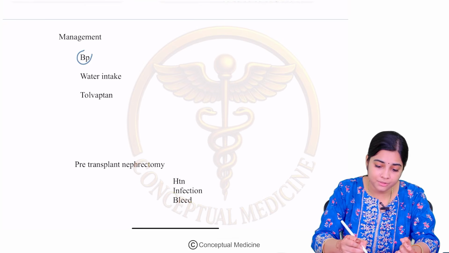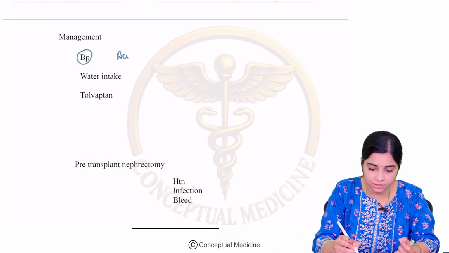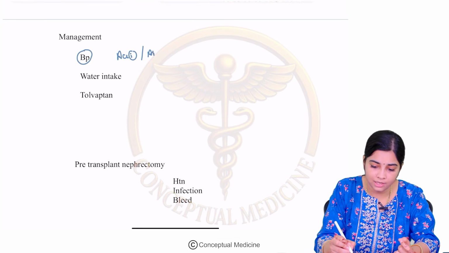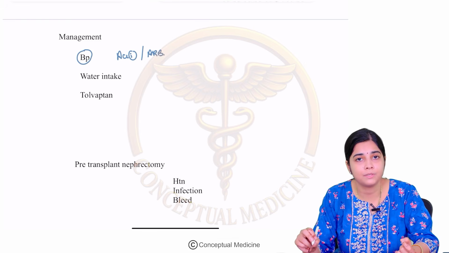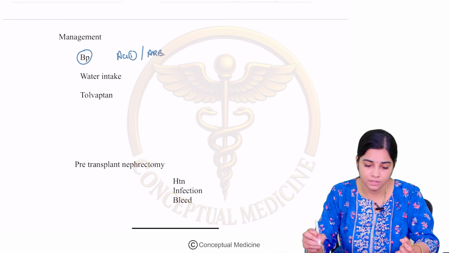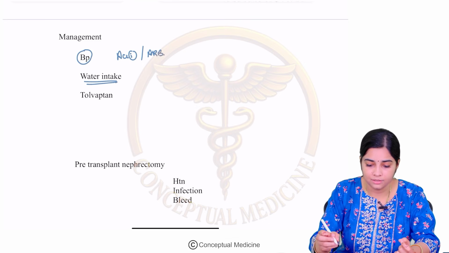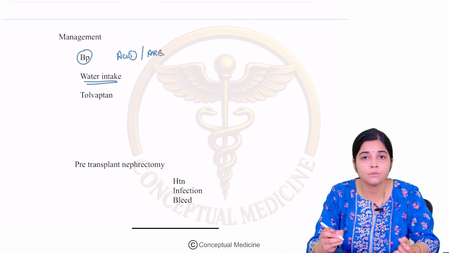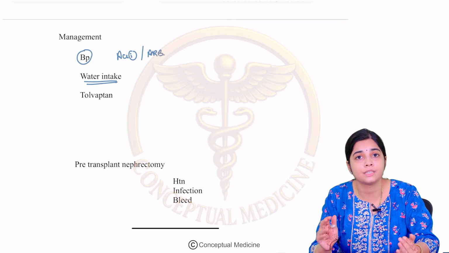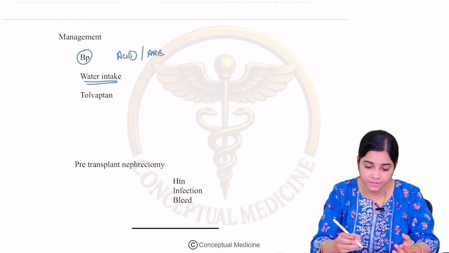So blood pressure management is very, very important. You give them ACE inhibitors or angiotensin receptor blockers. These are also useful because they help in reducing the proteinuria. Then water intake should also be maintained. They should maintain a good urine output and you ensure that they have adequate fluid intake.